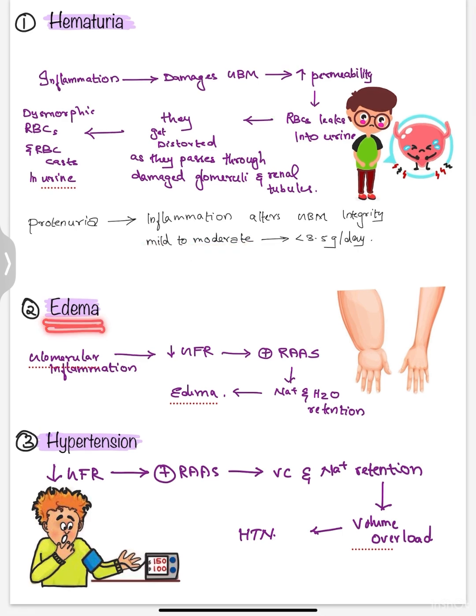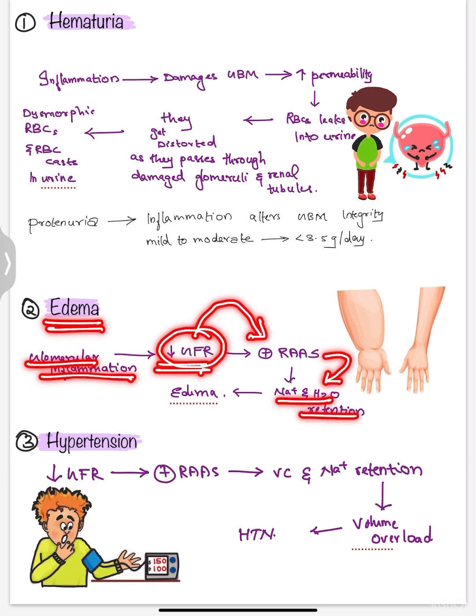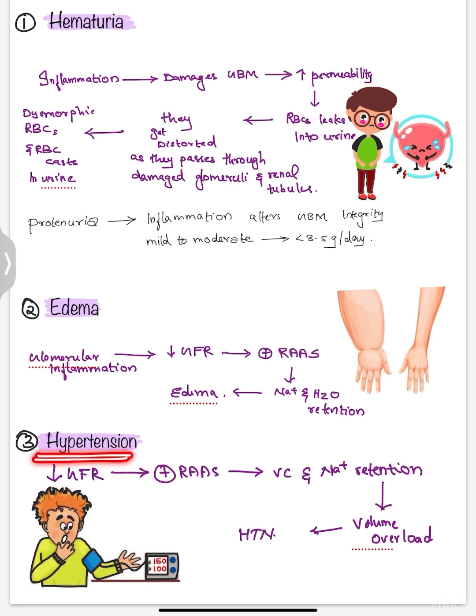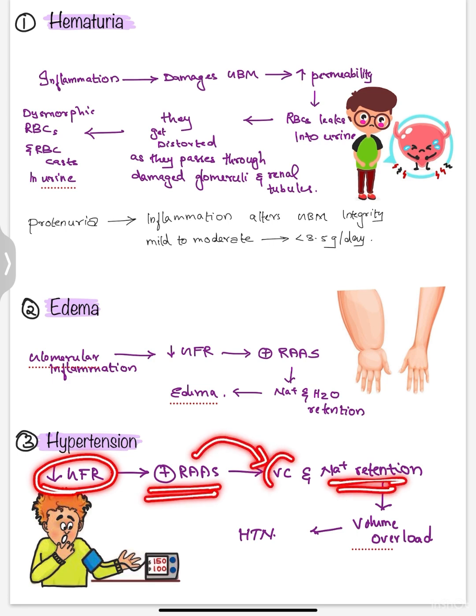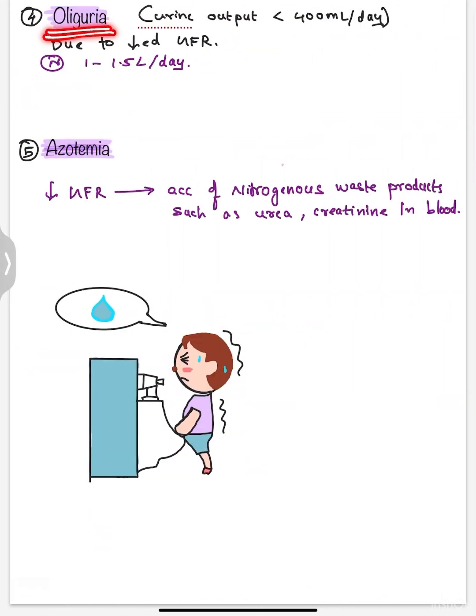Coming to edema, the glomerular inflammation occurs. We already know that, right? Yes. So this causes decrease in GFR, and as a result of decrease in GFR, it activates the renin, angiotensin, aldosterone system. As a result of its activation, sodium and water retention occurs, and this will lead to edema. Okay, then coming to hypertension, decrease in GFR activates the renin, angiotensin, and aldosterone system. As a result, sodium retention occurs and vasoconstriction occurs, leading to volume overload, and this will eventually lead to hypertension.